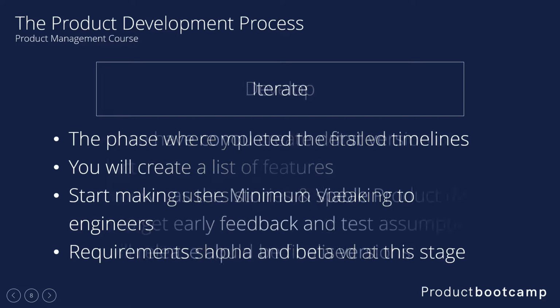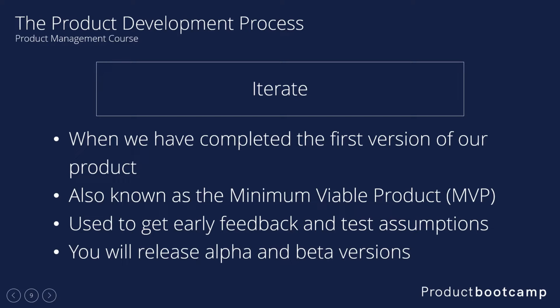Iterate. The iterate phase is when we've completed the first versions of our product, also known as the minimum viable product or MVP. We use this stage to get some early feedback from users and to test our assumptions made during the ideation phase of the product development process. At this stage, you'll start to release alpha and beta versions of your product to get it into users' hands and gather that really valuable user feedback.